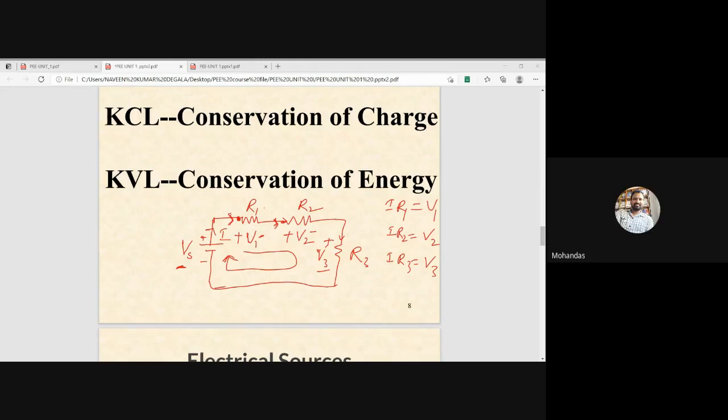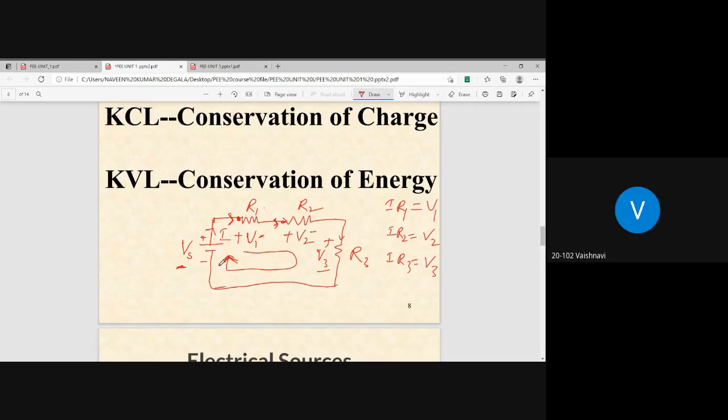Very good. Tell me the KVL equation. You have to see the current direction. V1, clockwise direction, positive. V1 positive, plus V2 positive, plus V3.